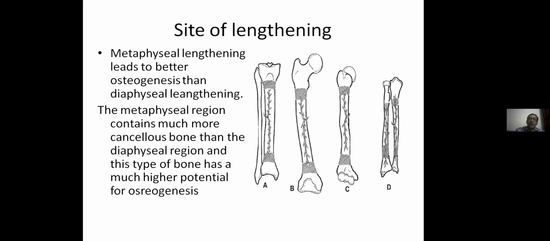Then, what is the site of lengthening? Commonly, we perform corticotomy at the metaphyseal region. Here, metaphyseal lengthening leads to better osteogenesis than diaphyseal lengthening. This picture shows the nutrient vessels in all long bones: the tibia, femur, humerus, and radius-ulna. In the metaphyseal region, the blood circulation is more than in other parts of the long bone.